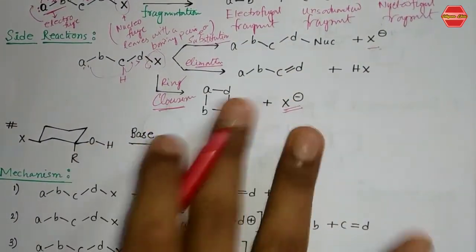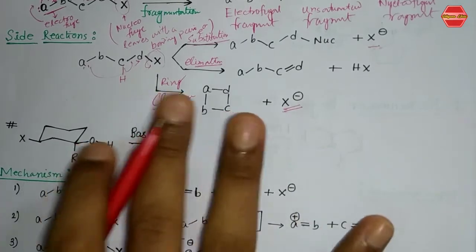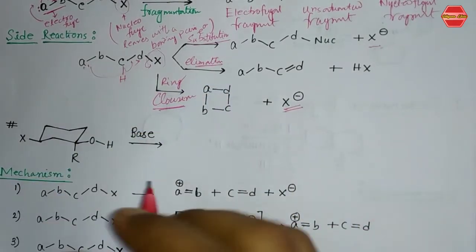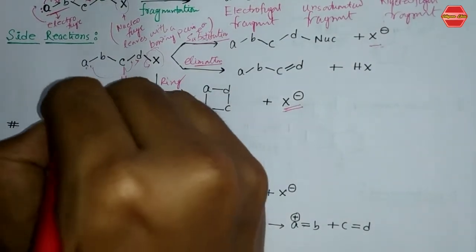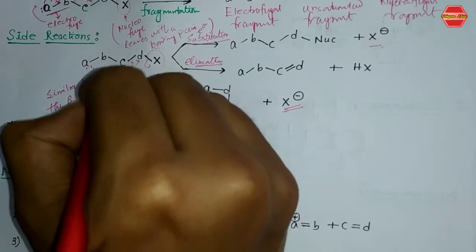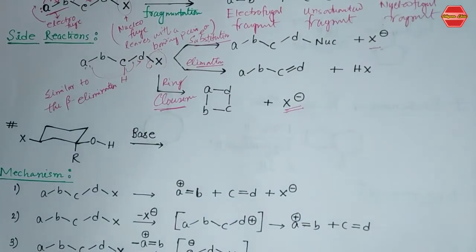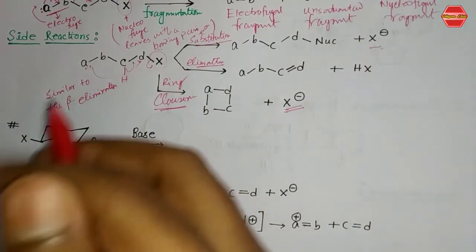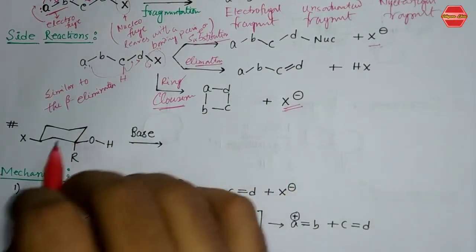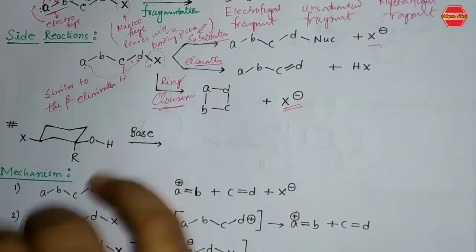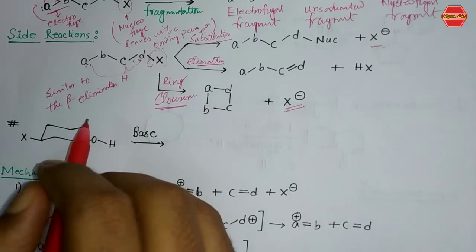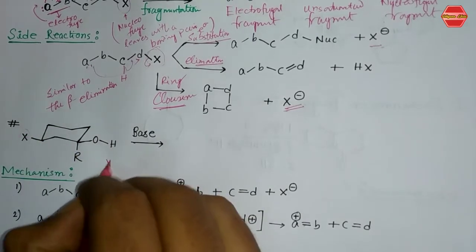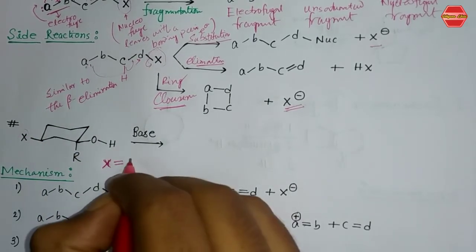So the first thing that we should remember is that fragmentation is quite similar to the beta elimination. Now in case of beta elimination, we saw that the leaving group and the alkene formation part are anti to each other. So when we are using a base, as you can see over here, if we have this kind of substrate where the X is your leaving group, so in some cases the X may be your leaving group.